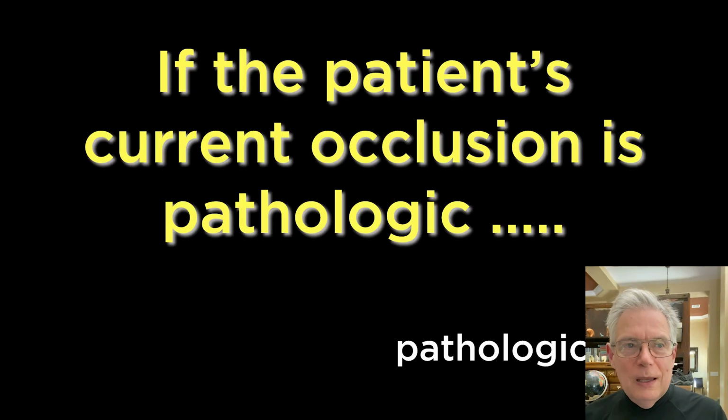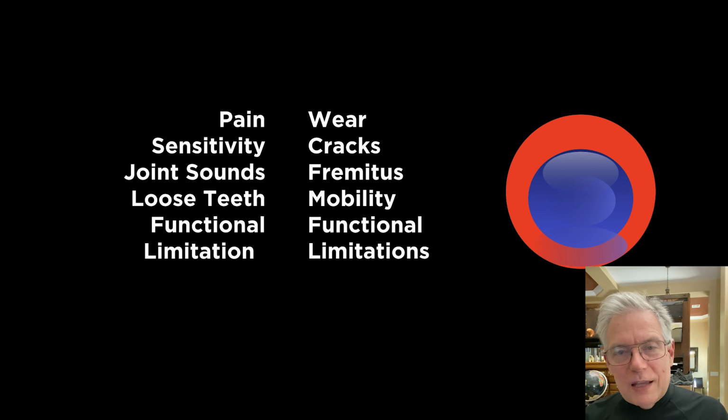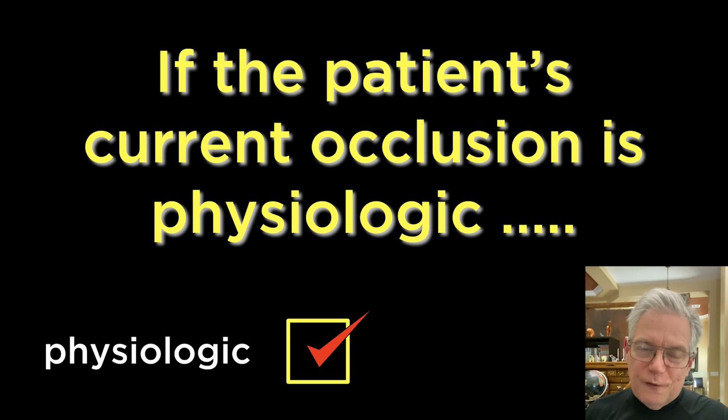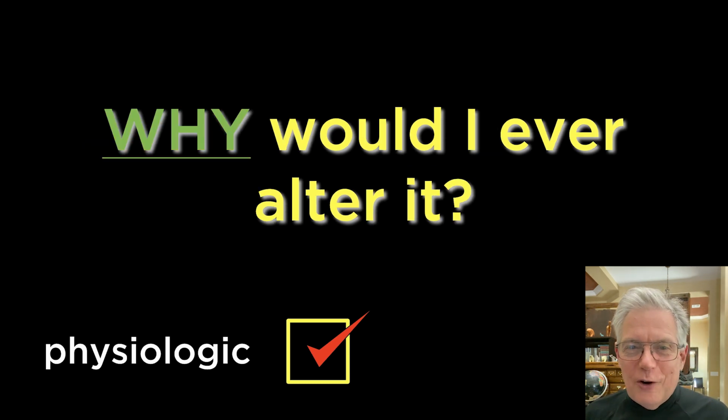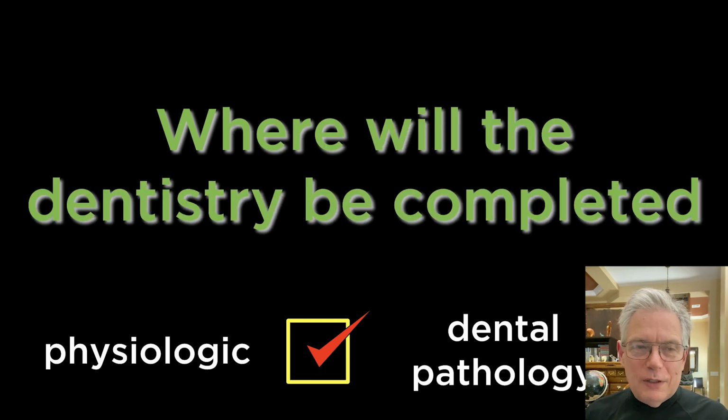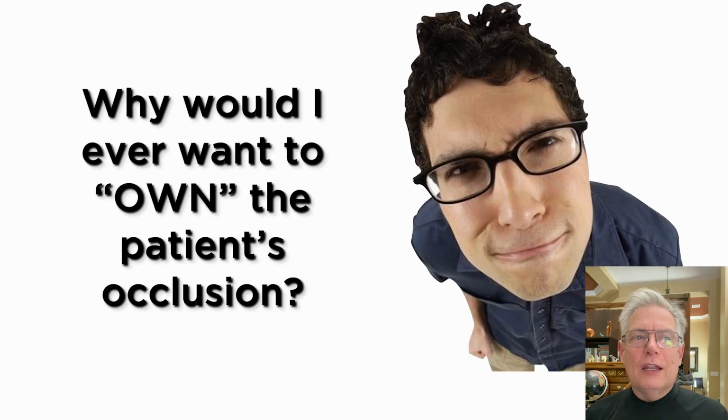If it's pathologic, I would ask this. Here's what I see happening in a pathologic occlusion. I have to ask myself, how am I going to alter it? If their occlusion is physiologic, I would ask, why would I ever alter it? In other words, if it's working, no matter how they're hitting. If dentistry is required, I have to say, where will dentistry be completed? In other words, where am I going to alter it?